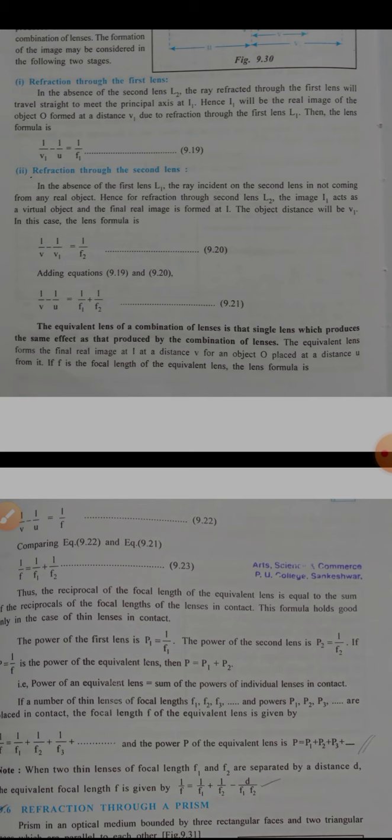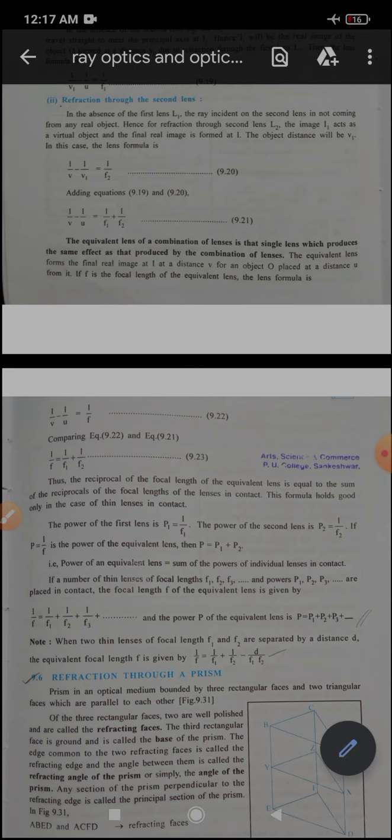Now we will consider an equivalent lens which forms the same image as the combination of these two lenses. When we consider that equivalent lens, having F as its focal length, by using the thin lens formula we will have 1 by V minus 1 by U is equal to 1 divided by F. Now we will compare this equation and this equation. So we will get 1 by F is equal to 1 divided by F1 plus 1 divided by F2.